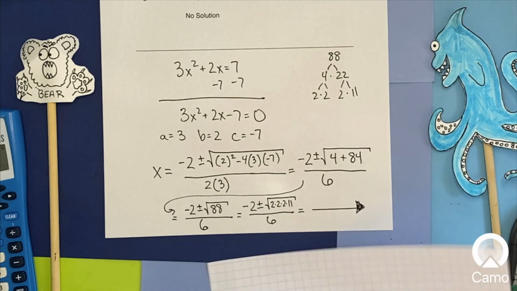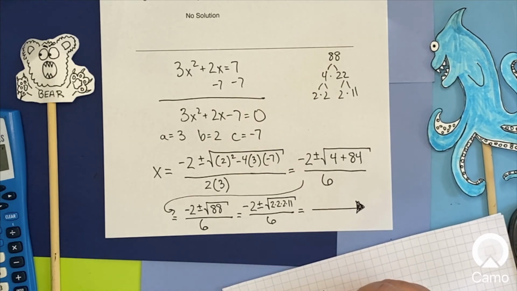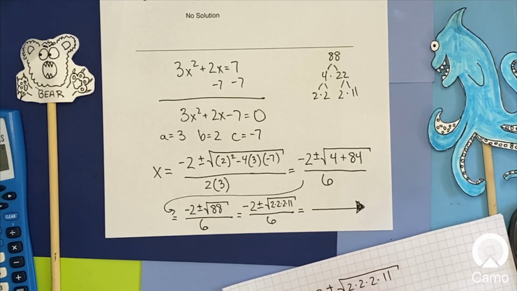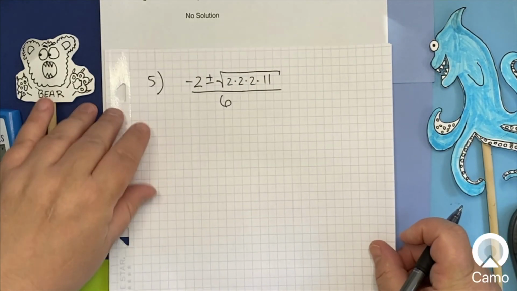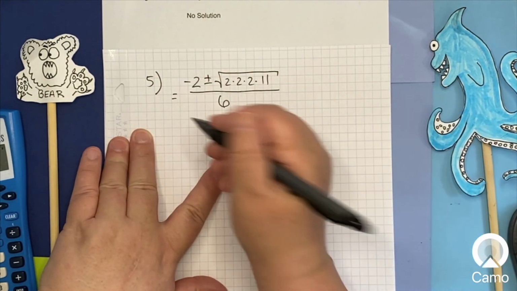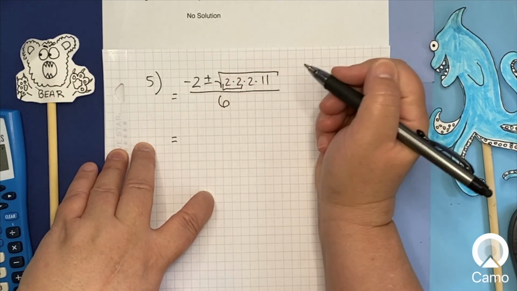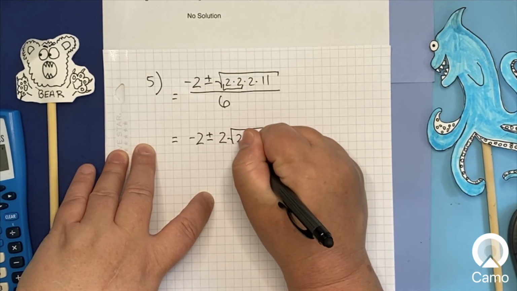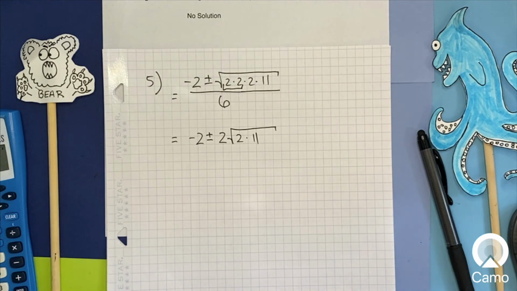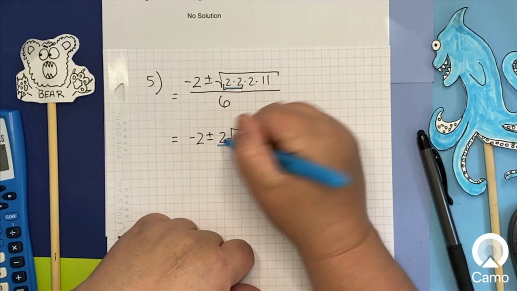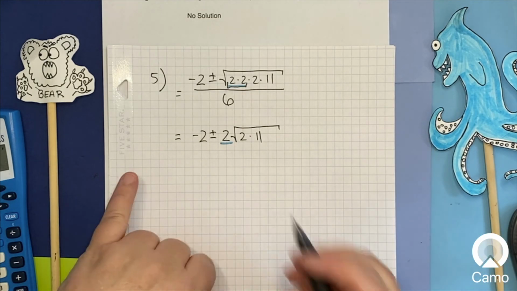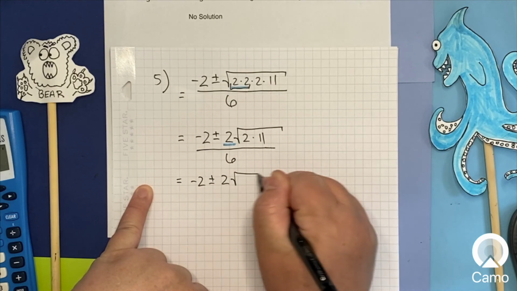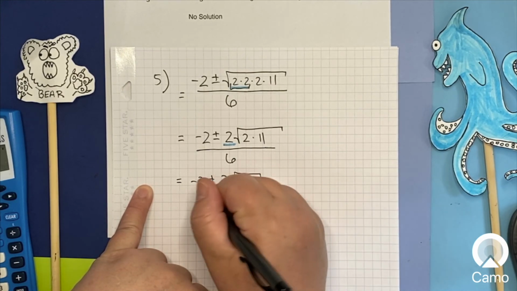So here we go. This is number 5. We've got -2 plus or minus radical 2 times 2 times 2 times 11 all over 6. Okay, here we go. This is equal to x. So these two 2's go running, and they make it out as a single 2. The whole thing's over 6. So I've got -2 plus or minus 2 radical 22, nothing else in here, so I multiply them back.